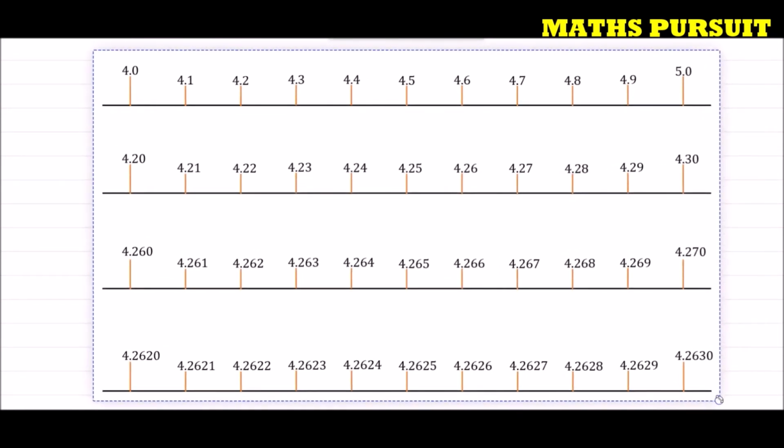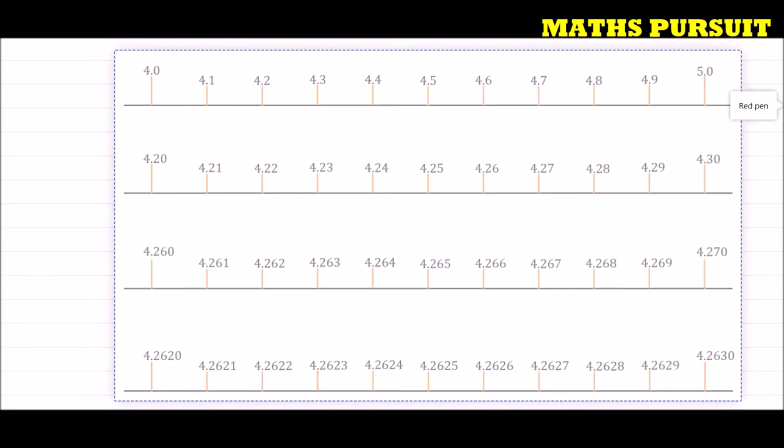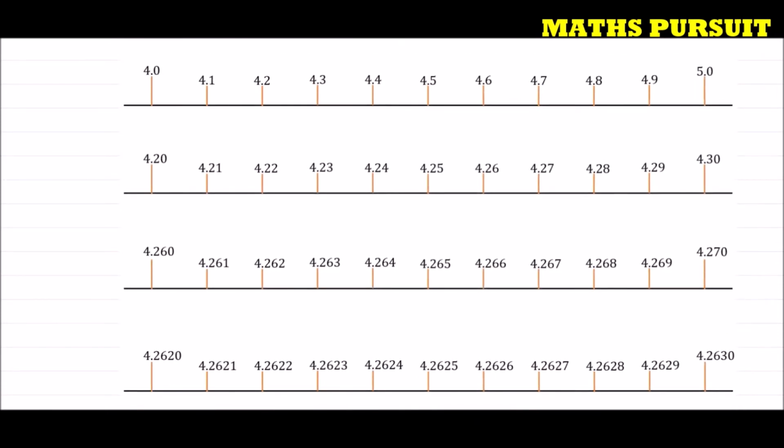Now let us look here onto the screen and let us see the number lines. As I told you, we are going to draw 4 number lines. Here is our first number line. Here is our second number line. Here is our third number line. Here is our fourth number line. Now guys, let us pay attention here and see what exactly we have tried to show on these number lines.